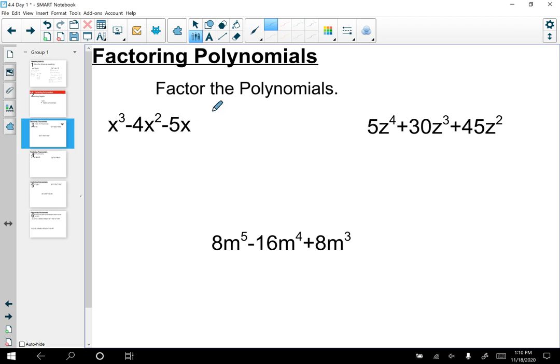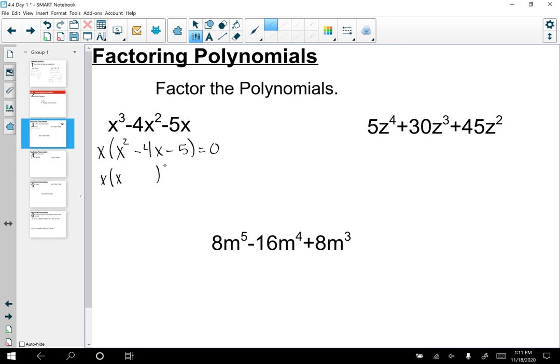So I'm looking at this equation. I see an x in all three terms. So I'm going to go ahead and factor out an x. And then I'm left with x squared minus 4x minus 5. Now this looks like something we can handle, right? Now we're back to an x squared, and we know how to factor quadratics, so we can go ahead and factor this.